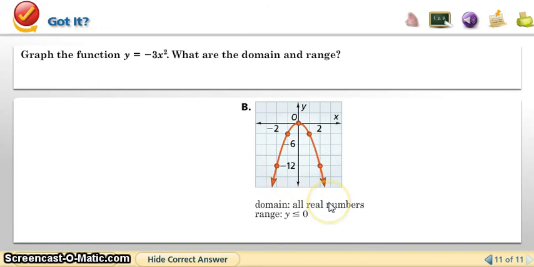Now, your domain's all real numbers because you could have picked anything you wanted to use for x. As far as the range, notice that we're not going into the positive part of the y-axis. So the range has to be 0 or less than 0. So y is less than or equal to 0. It's everything below 0. All right, let's look at another example.